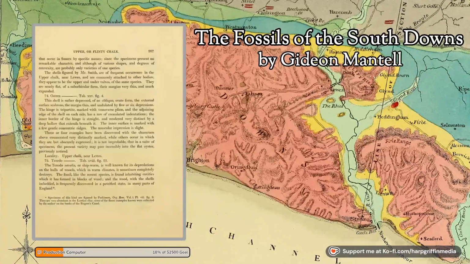of one species. The shells figured by Mr. Smith are of frequent occurrence in the Upper Chalk, near Lewes, and are commonly attached to other bodies. They appear to be the upper and under valves of the same species. They are nearly flat, of a suborbicular form, their margins very thin, and much expanded.